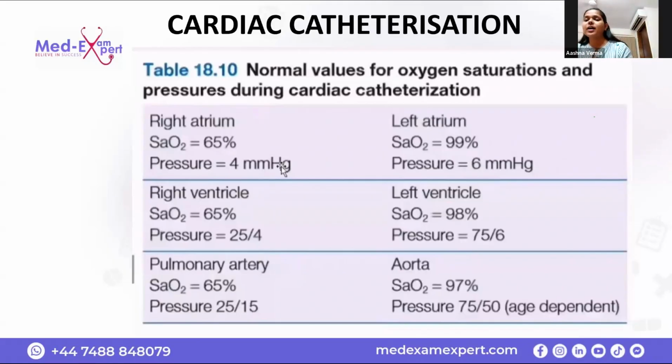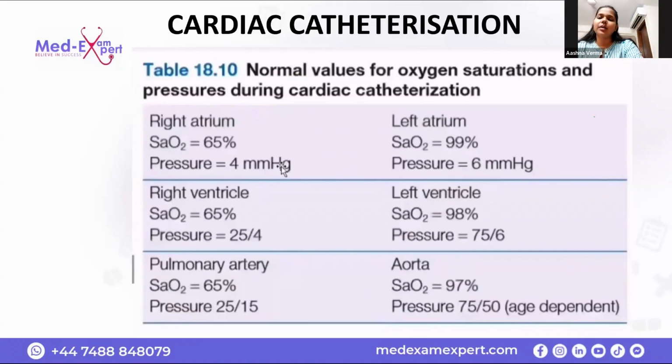Now come to the left side of the heart. Left atrium has a saturation of 99 with a pressure of 6 mmHg. And the left ventricle has the same saturation of 98 with a pressure of 35/6. And the aorta has a saturation of 97%, 97 to 100%, with a pressure of 75/50, but this increases with age. Okay, so this pressure of the aorta corresponds to the normal pressure that we measure in the periphery, in the brachial artery mostly. So it corresponds to that, and it changes with age.